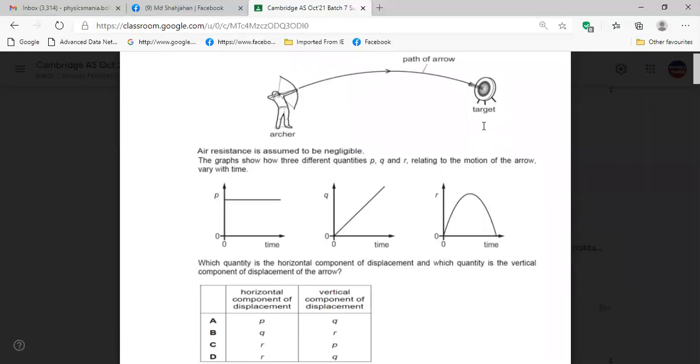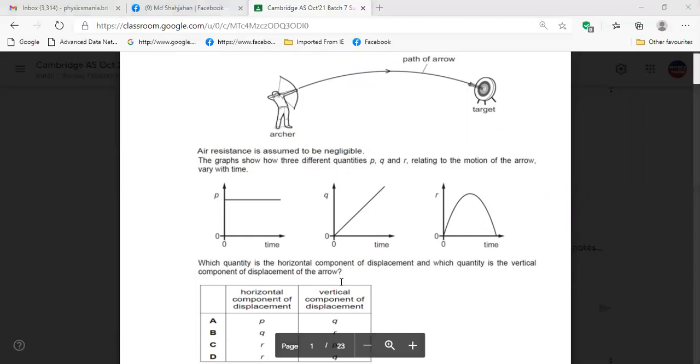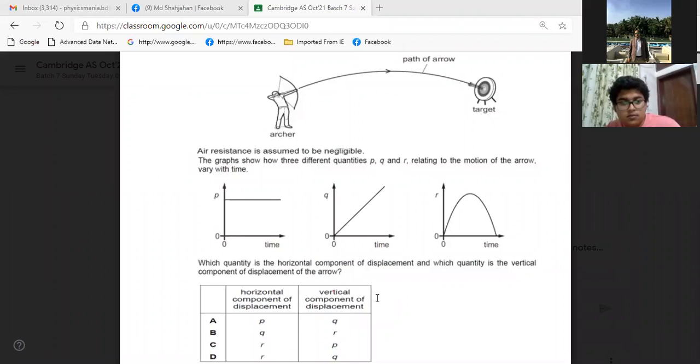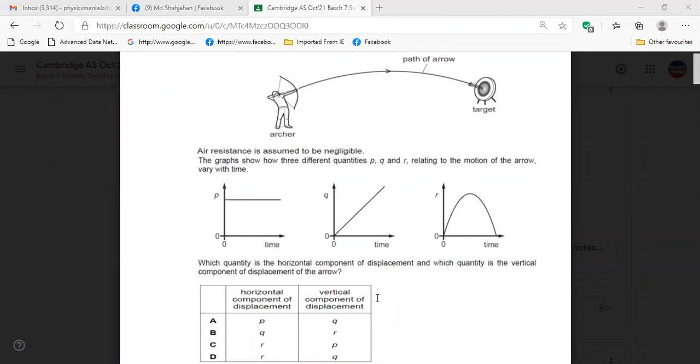Now, second idea, we already got the horizontal component. Now about the vertical component we are discussing. The one I said, vertical component of displacement is zero, right? Initially it was zero, and finally also it is zero. So which one is showing you that part? That initially it is zero, finally also zero.